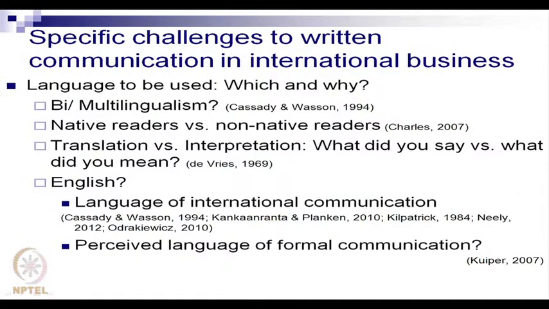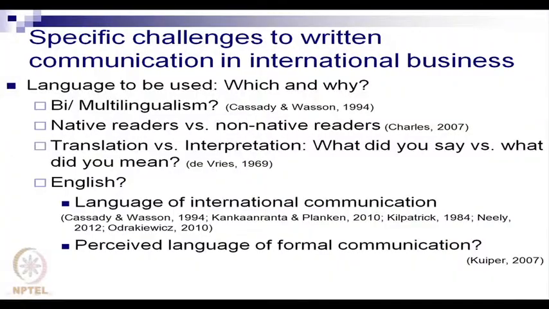Some specific challenges to written communication in international business. The first one here is the language to be used. What we get confused about when we talk about written communication, I'm telling you what the problems are, and you say, I'm going on an international visit and I'm going to face these problems. The first one is language to be used. Which language should we be using and why? You'll say English. Why English?